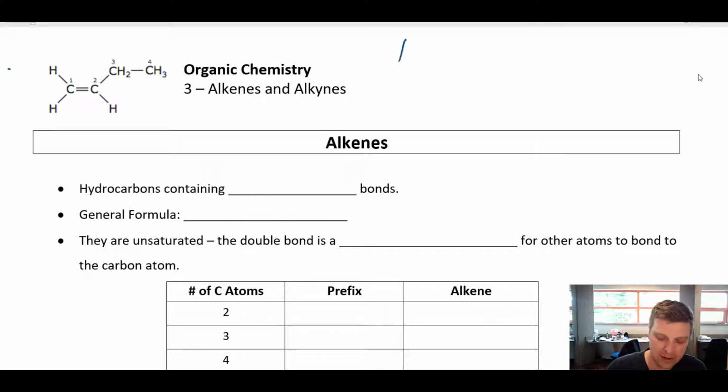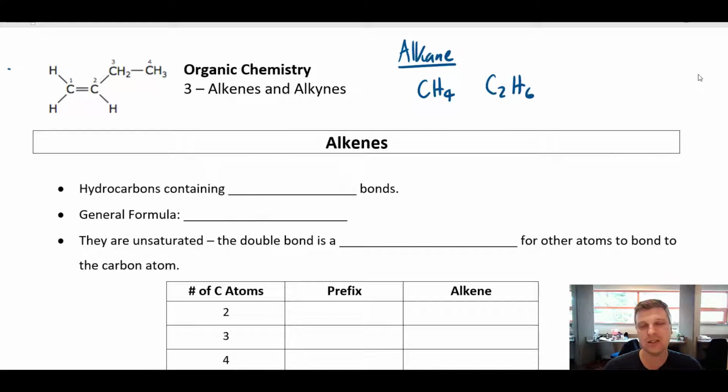And just as a reminder, an alkane would be something like, for example, CH4, which is methane, or C2H6, which is ethane, or C3H8, which is propane. And those are just carbon and hydrogen. And we're going to talk about alkenes and alkynes, which again are just going to involve carbon and hydrogen, but they're going to have something a little bit of a difference.